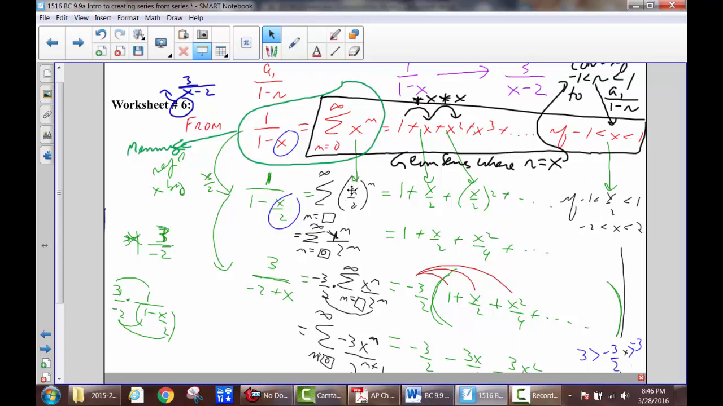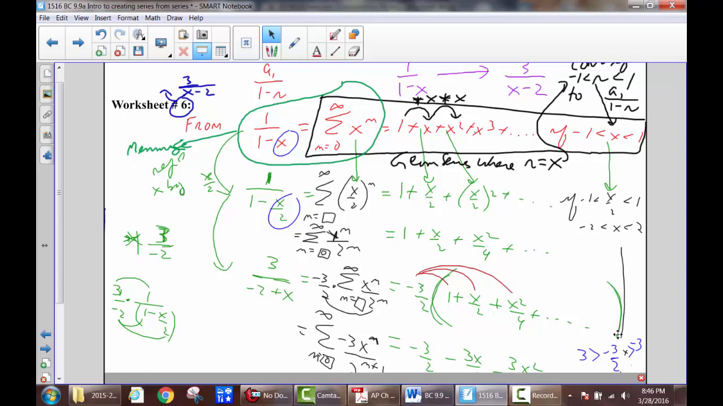So I have to replace this x by x over 2. I do it with all of these, including the interval. And then I realize that this is x to the n over 2 to the n. And then I realize after checking the first term, this has to start at 0. Then I multiply everything through by negative 3 halves. So here I can just put the negative 3 halves on the outside for now. Here I put it on the outside.